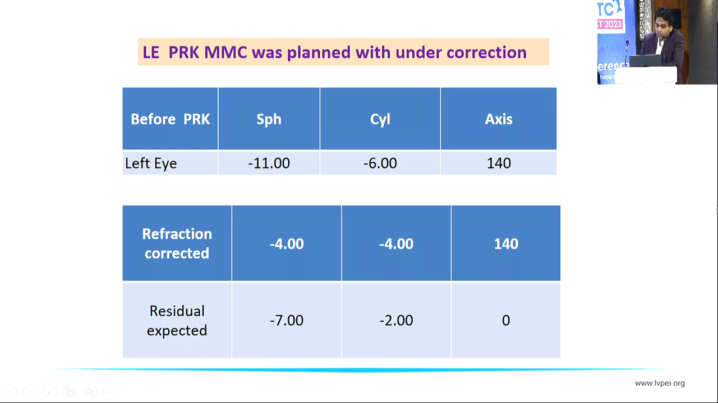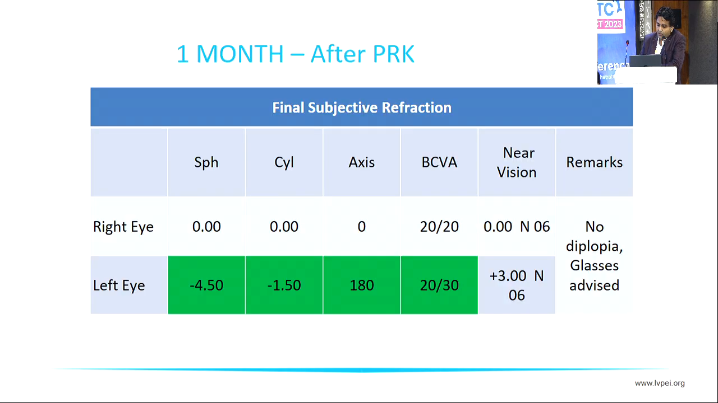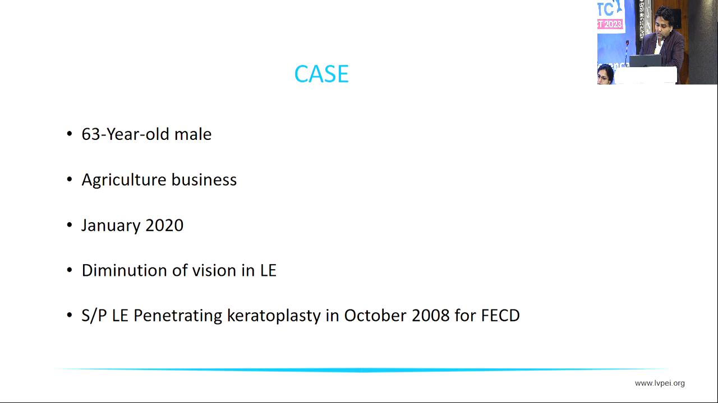So PRK was planned with under-correction. Before surgery it was -11, -6. We targeted for -4, and the residual was -7 to -2. And this is 1 month after PRK. Vision is 20/30 with a minimum cylinder of -1.5 and -4.5 of spherical power.